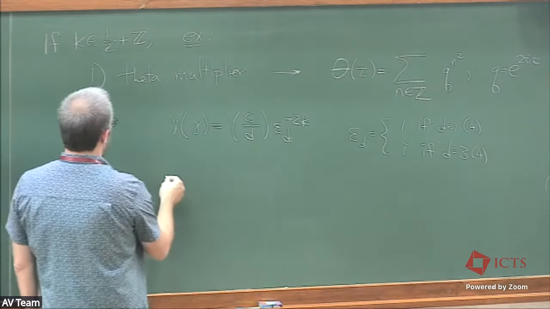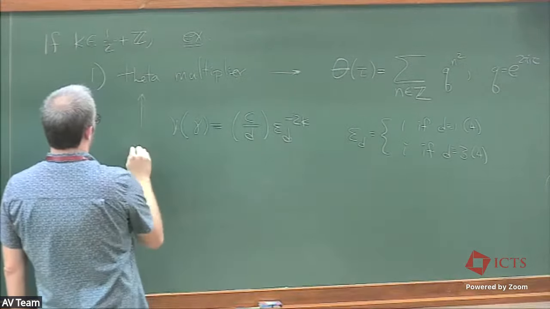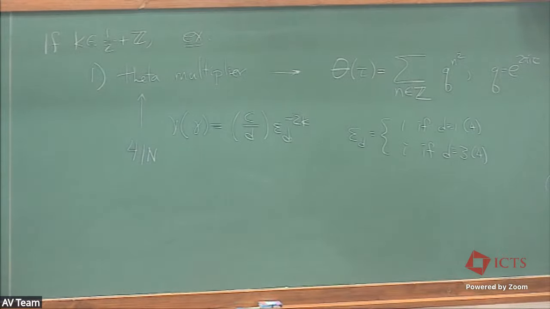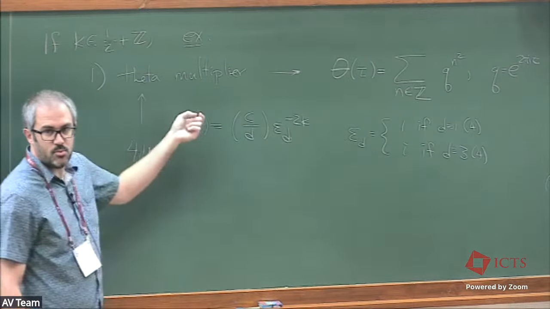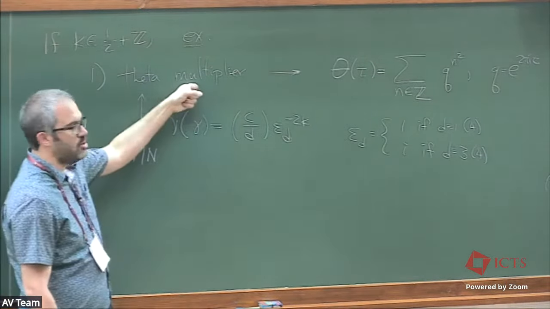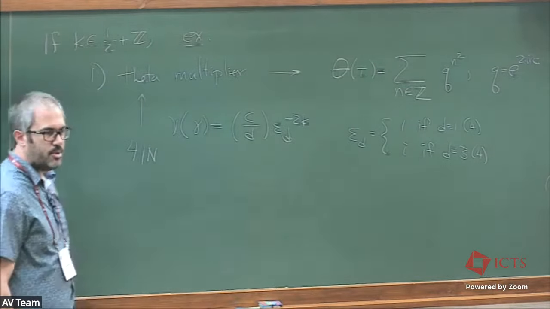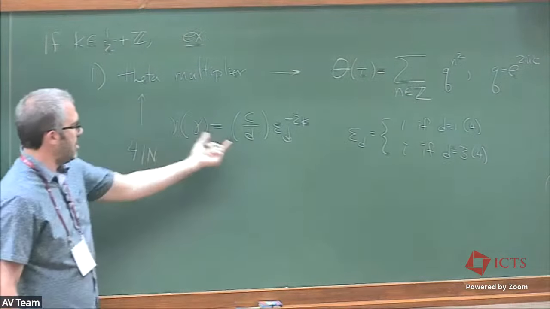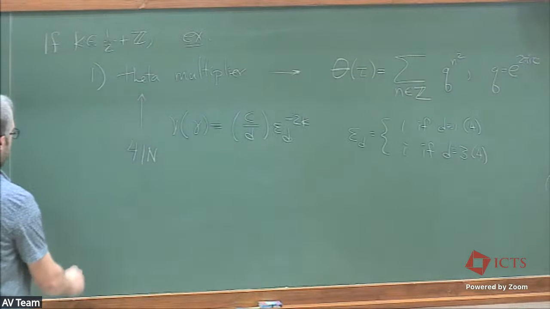And if we're going to use the theta multiplier, we will be assuming that 4 divides n. So this only makes sense if n is divisible by 4, and therefore c is also divisible by 4. Okay, so that's the theta multiplier. And again, if k is half an integer and I don't say anything about what multiplier system we're using, I'm going to be assuming by default that we're using the theta multiplier. You can also multiply the theta multiplier by a Dirichlet character and get some other interesting things.